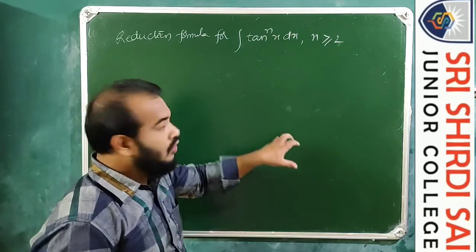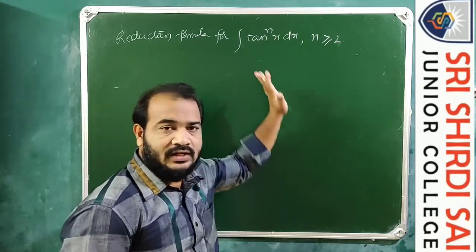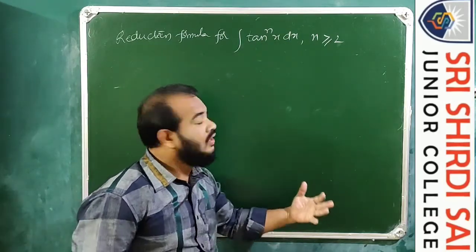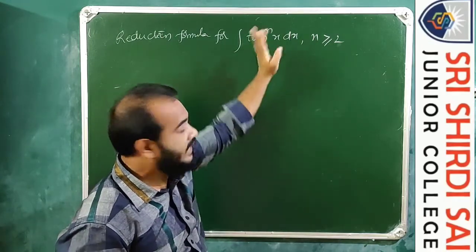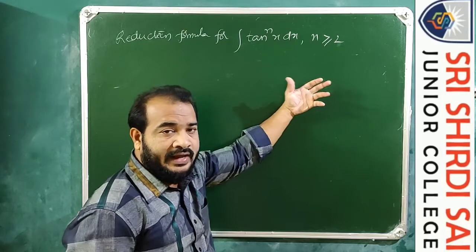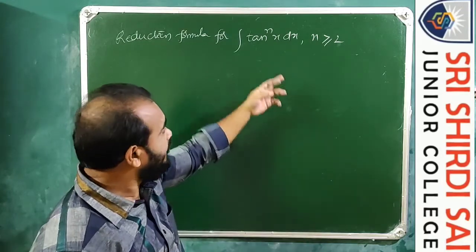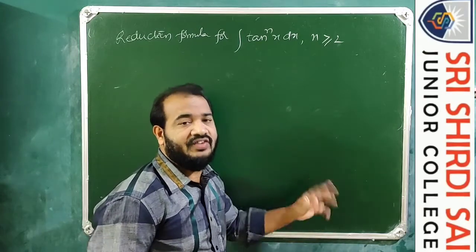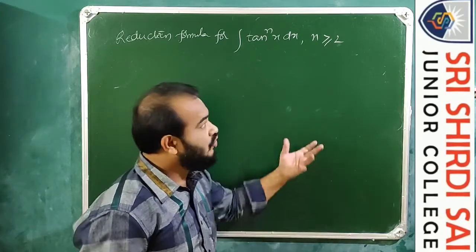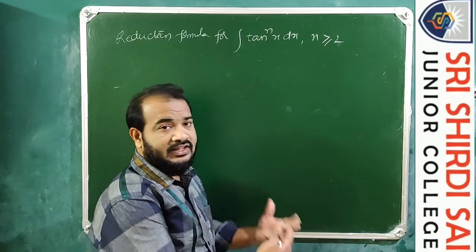So if we know the reduction formula for integral tan power nx dx, then whatever we are asked to find, tan power 10x, tan power 18x, etc., we can do it. By simply substituting n equals 18 or n equals 10 in this reduction formula, we will get the result easily.